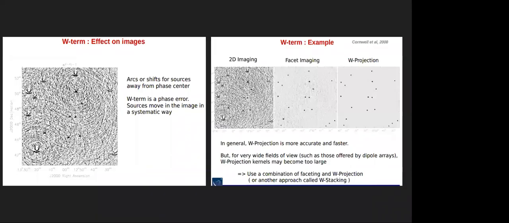Okay. So what is the effect of the W term? Now let's say you have some bright sources which are far away from your field center. This is your field center, but you have some bright sources far away from the field center. You will see that there are some arc kind of structures, and these are basically the effect of the W term.